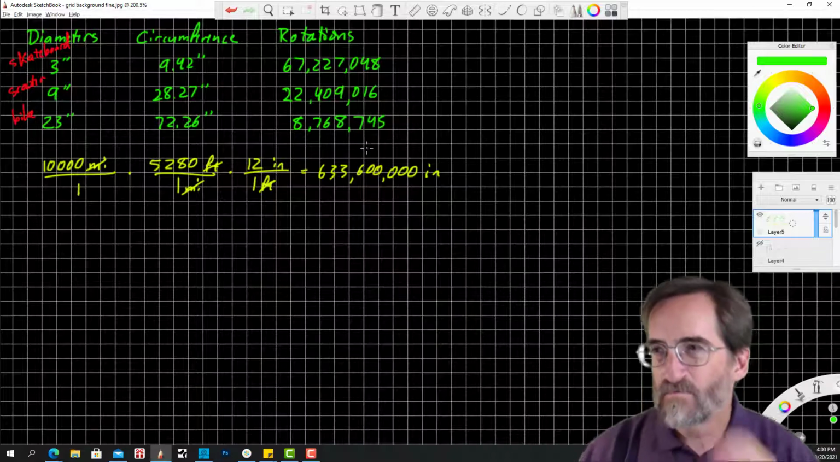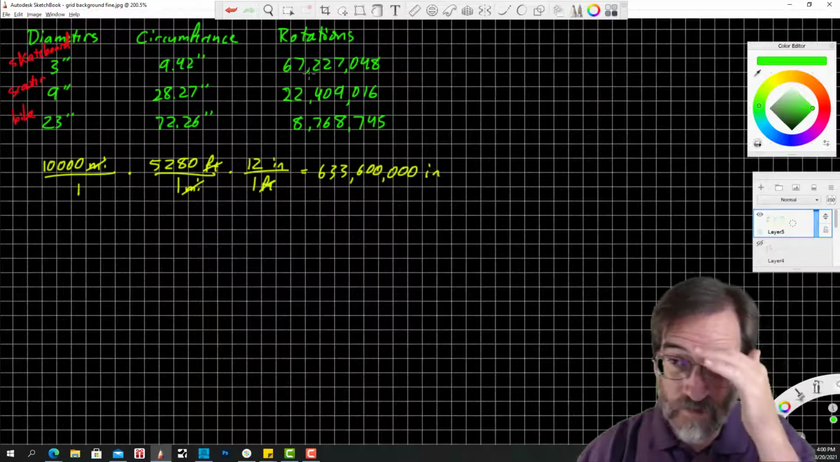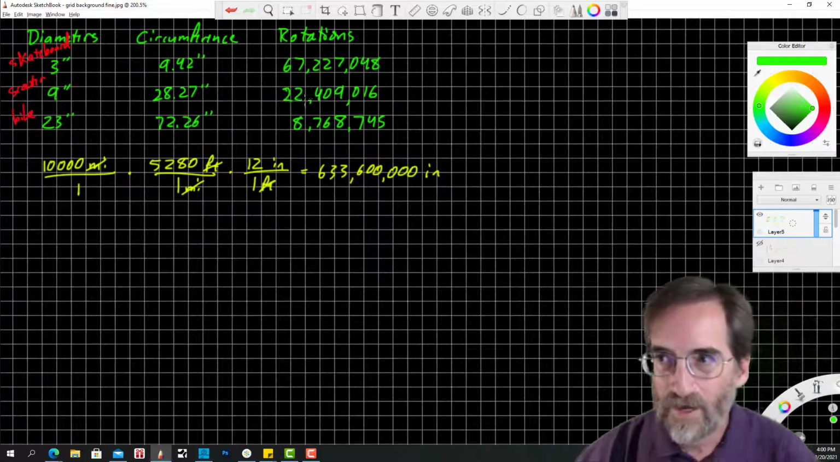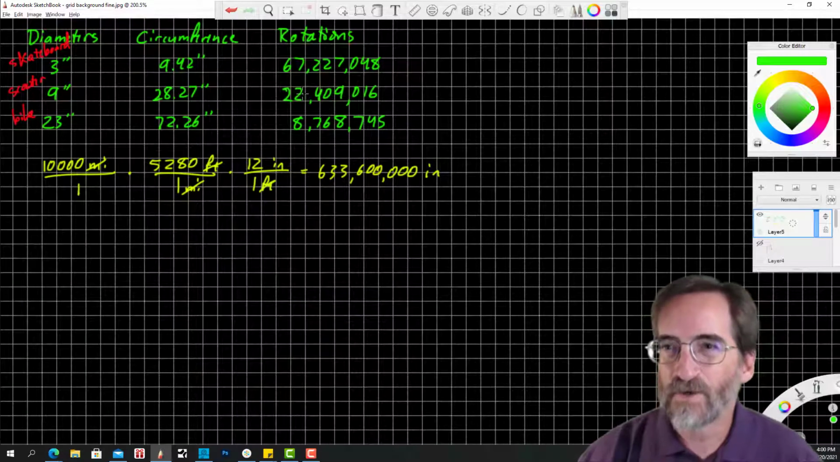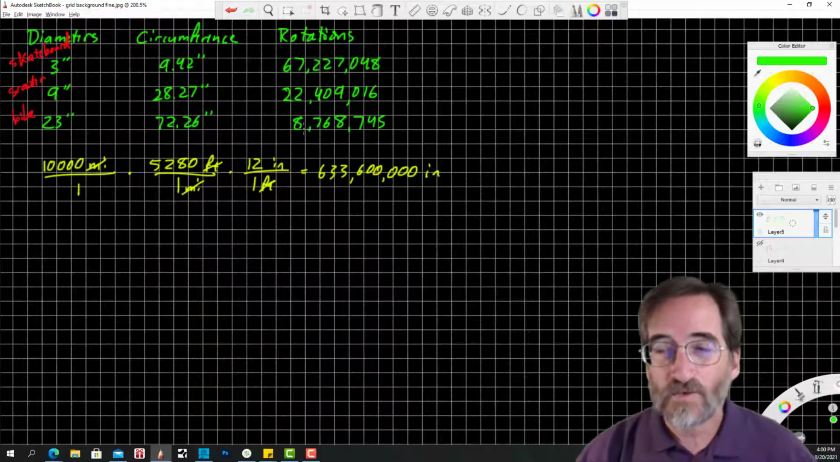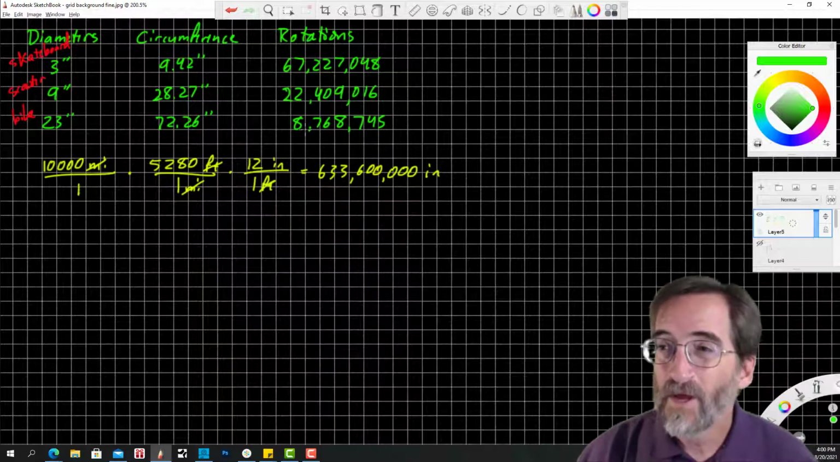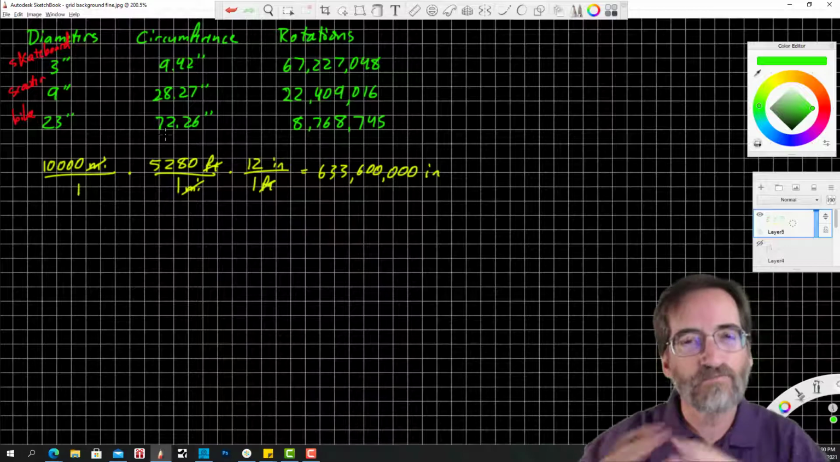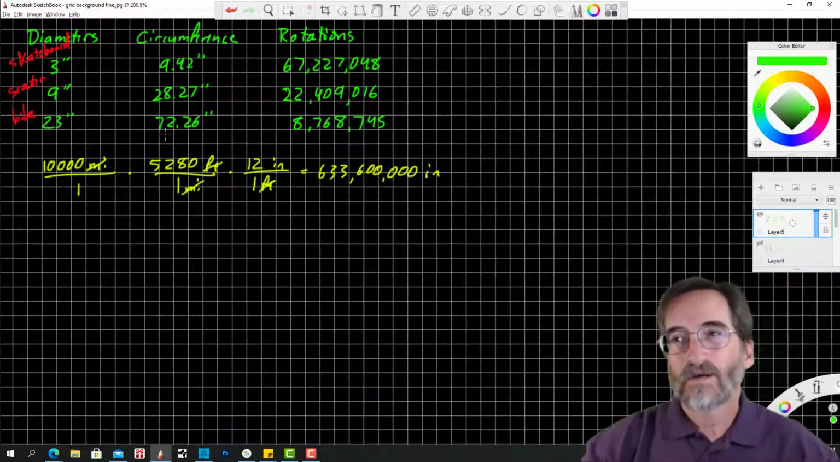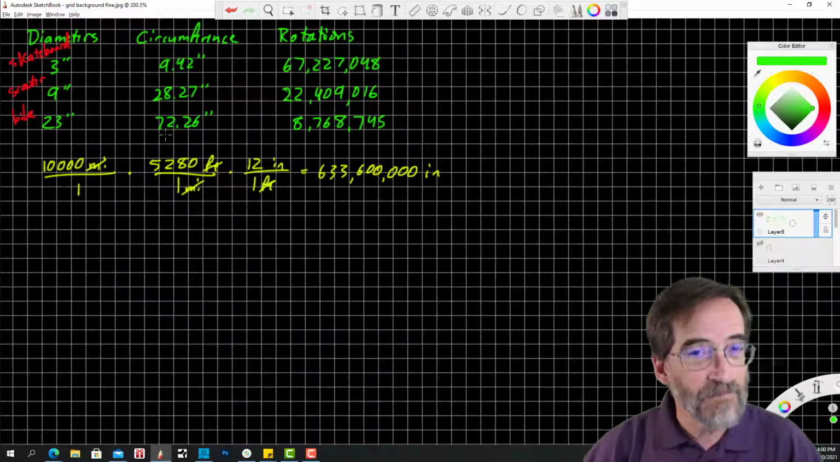So about 67 million rotations for the 3-inch diameter, 22 million rotations for the 9-inch diameter, and 8 million rotations for the 23-inch diameter, or 9 million. Notice it's going down, so the bigger the tire, the fewer the rotations. That kind of makes sense.